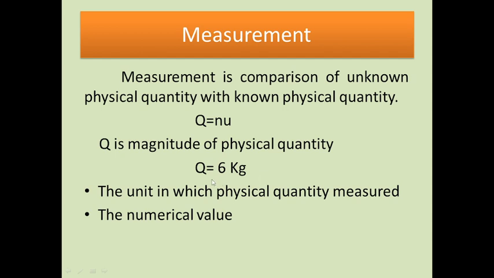Let us say we are measuring the weight of a given material. We would say the weight in terms of kg. Q is equal to 6 kg. Here 6 is the number and kg is the unit. So this measurement depends upon two things: the unit in which the physical quantity is measured, and the numerical value.